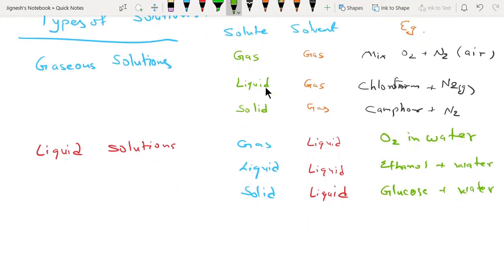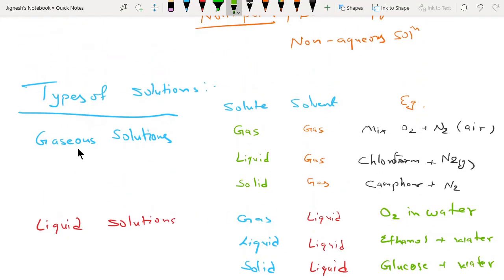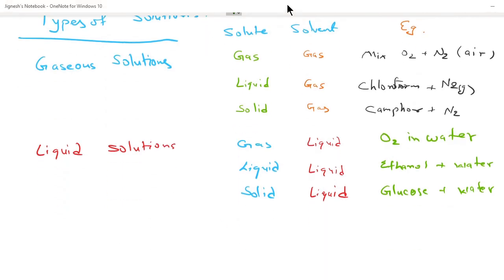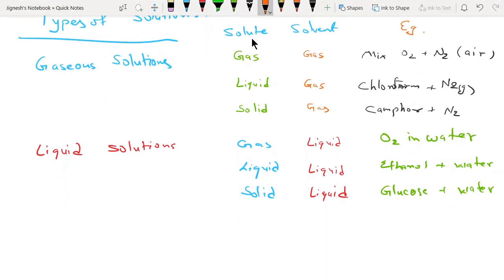Actually we can say there are 9 types of solutions. Gaseous solutions contain 3, liquid solutions contain 3, and then the last one is called solid solutions. Now guys, why am I talking about all this? Because this can be helpful for us in 1 mark and 2 mark questions. This is the reason why I am going through it.